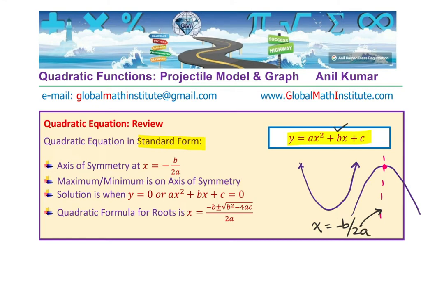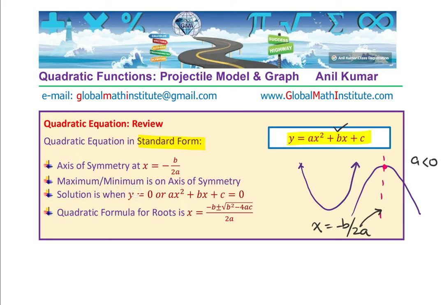And that's the idea of sharing these standard formulae with you. Perfect. So the axis of symmetry is at x equals minus b over 2a, and the maximum or minimum is on the axis of symmetry. In this case, since a is less than 0, we'll have a maximum.